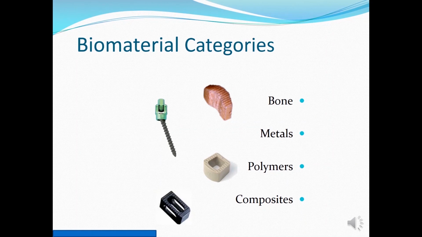So to summarize, what are the biomaterials we have? We have the bone, whether autogenous or bovine. We have the metals of different types: titanium, stainless steel, cobalt chrome, or the polymers like the PEEK, or the composites like the carbon fiber.